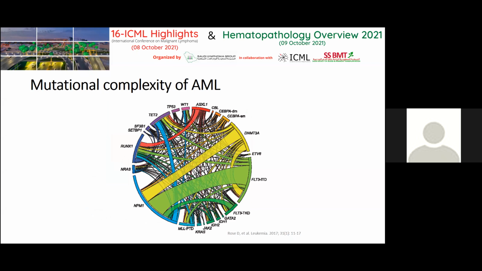Mutational complexity of the AML. So this circos plot depicts the relative frequency and pairwise co-occurrence of the common molecular mutations in AML. So basically, it conveys the notion that if you have one abnormality, you are going to have a large proportion of another abnormality. So let's take an example. Patients with NPM1 very frequently have a FLT3 abnormality and DNMT3A as well. And also, patients with FLT3-ITD commonly have NPM1 also. So all these can be mixed up together.